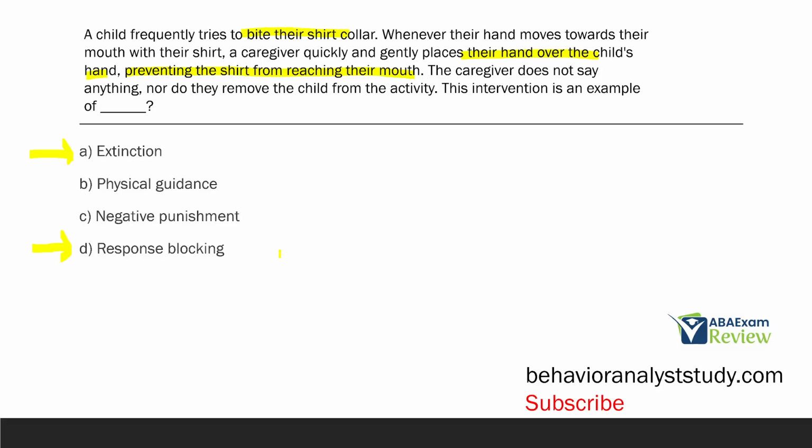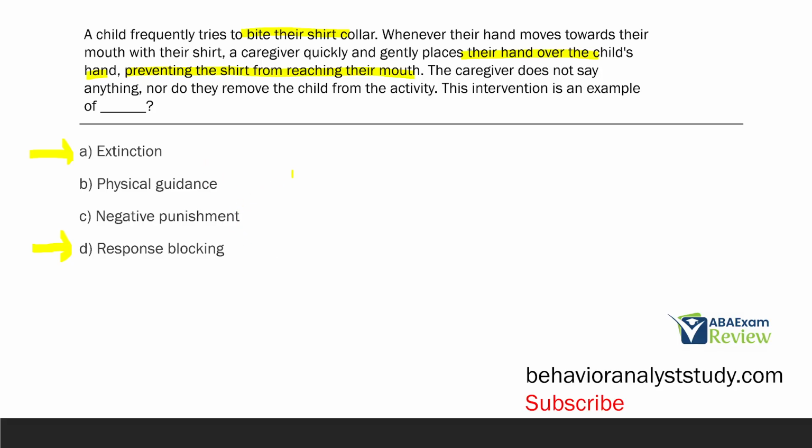We can prevent escape. We can withhold tangibles. We can prevent automatic or sensory sensations. We can withhold attention. Extinction takes the form of many different things. It doesn't necessarily mean preventing a response from occurring. And oftentimes with extinction, we want that response to occur so that we can withhold reinforcement. This is much closer to response blocking.